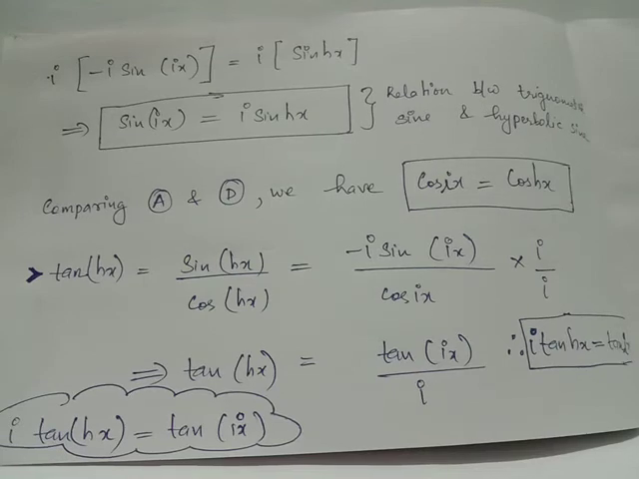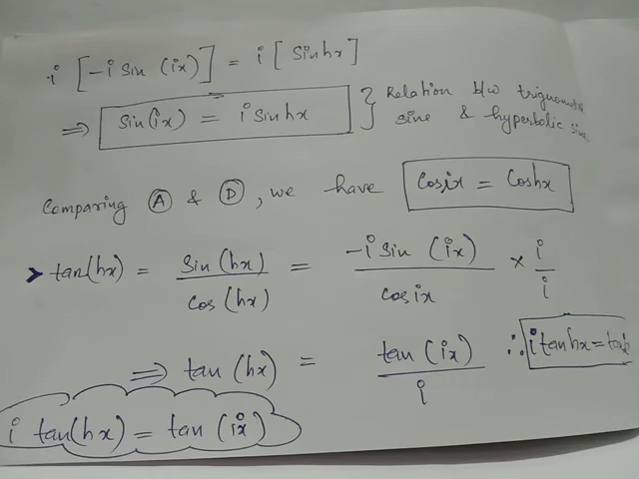We have tan hx equals sin hx by cos hx, but we have to convert this to the trigonometric tan function. Therefore, we replace sin hx by minus i sin ix, which was the relation we observed when we compared equation B and equation C. We have cos hx equals cos ix.